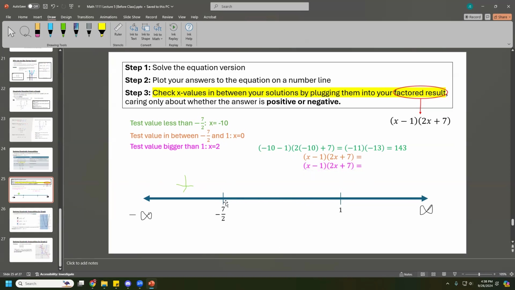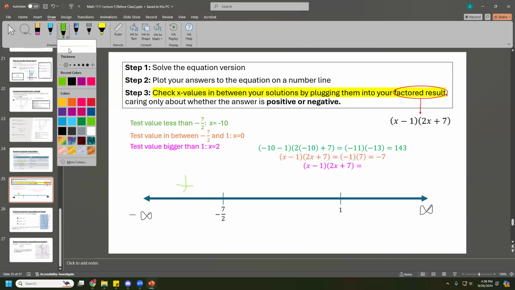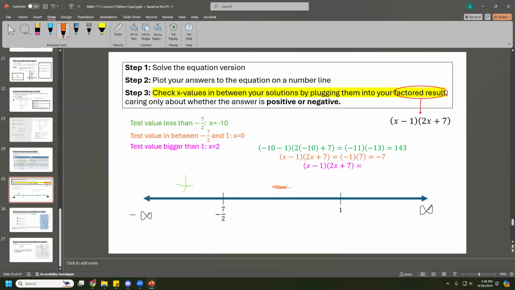Okay. And now for my next one, I need to pick a test value that lives somewhere in this interval. And I'm pretty basic, so I just chose the easiest number I could plug in that lives between -3.5 and 1, and that was 0. So I would do 0 minus 1, which is -1, times 7, because I'm plugging in 0, and this gives me -7. I don't necessarily care that my answer is -7. I care that it is negative.